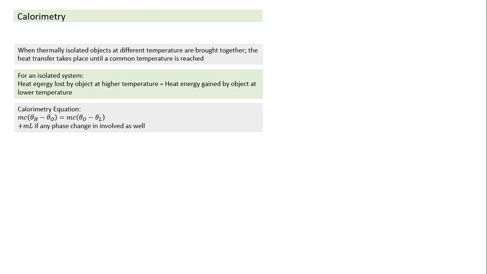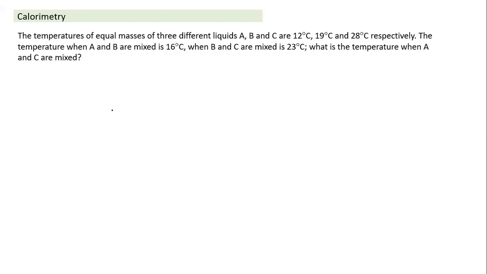So when we write the calorimetry equation, this mass m with mc is the object at higher temperature. The higher temperature object will lose heat energy, so here we write theta h minus theta naught, where theta naught is the final temperature. And this one will gain heat, so the final temperature is higher than the initial temperature. Just notice how we substitute here. In case of loss, the final temperature comes after; in terms of gain, the final temperature comes first. Plus mL if any change in phase is involved. That's the calorimetry equation we are going to use.